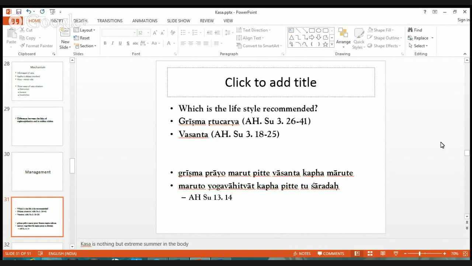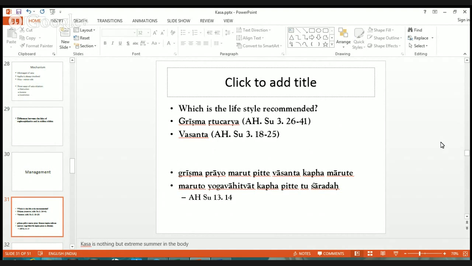But when we become diseased or imbalanced, what it means is that the season inside the body is changing. The change of seasons are nothing but the changes of the dosha predominances, the changes of the gunas, the qualities in the body. So, in one sense, Kasa can also be described as an extreme summer season which is manifesting inside the body.